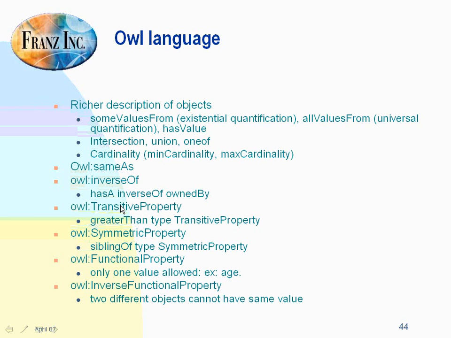We do same as, we do inverse of, and we do transitive property. Next quarter, we will do symmetric property and functional property and inverse functional property too. If you want anything more than that, then you have to use something like Racer or Pellet.